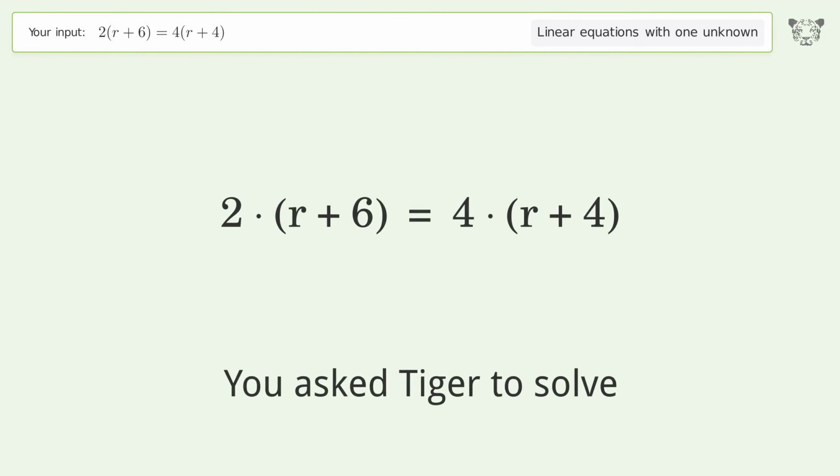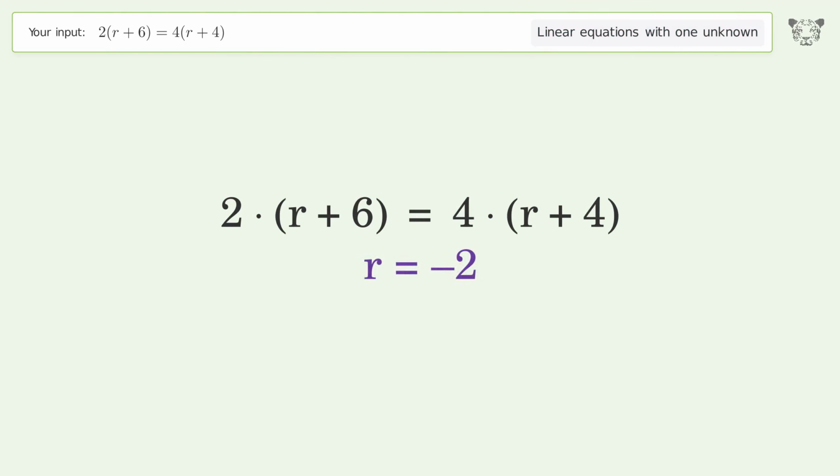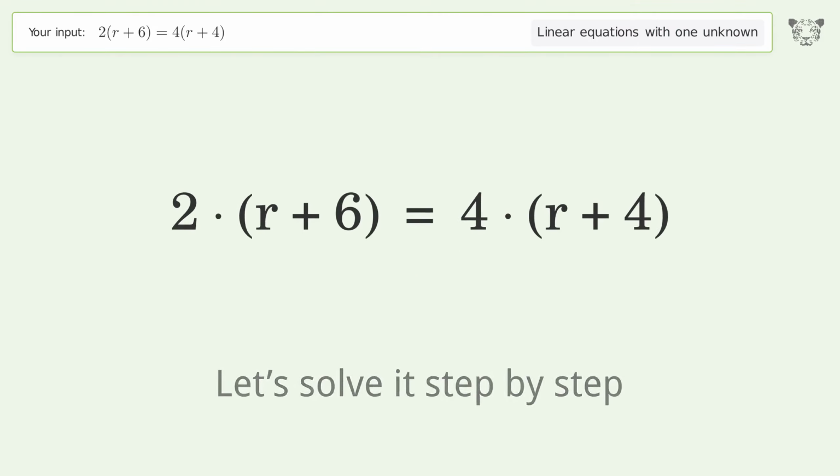You ask Tiger to solve this. This deals with linear equations with one unknown. The final result is r equals -2. Let's solve it step by step.